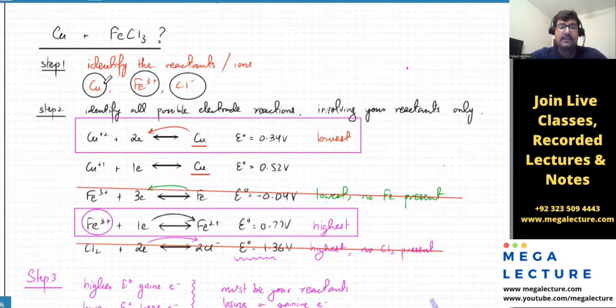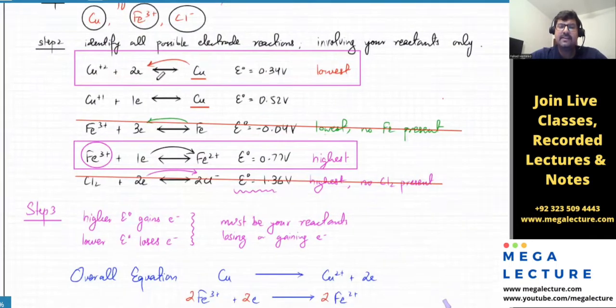And then once you have all the options, you don't have to write all these equations. You can just mark them on the data sheet. The table would be given to you. All you have to do is figure out of all of them who has the highest E naught, because that's the one that is most likely to gain electrons. And who has the lowest E naught, because that's the one that's most likely to lose electrons out of all of them. But whatever you choose, it must be one of your reactants. It has to be either copper or Fe3 plus or Cl minus 1, not something else, because these are your 3 reactants.